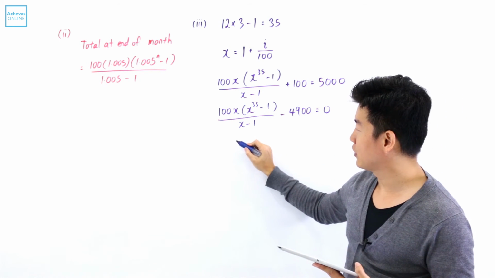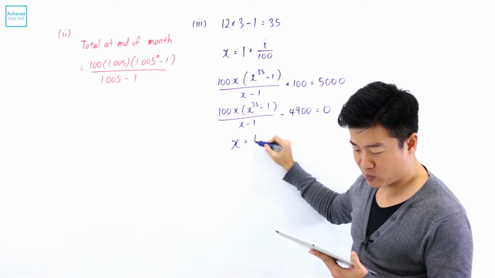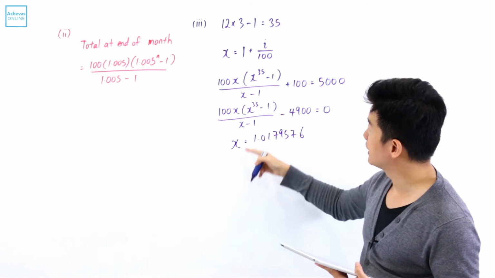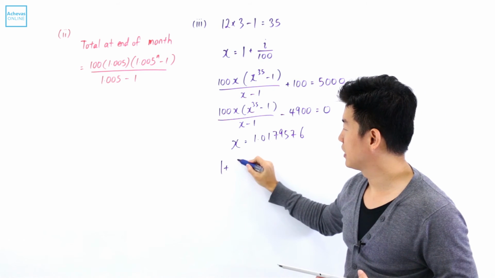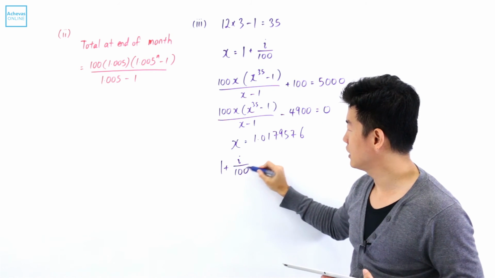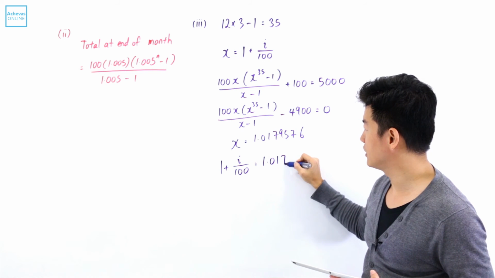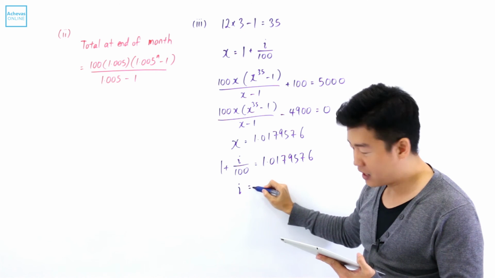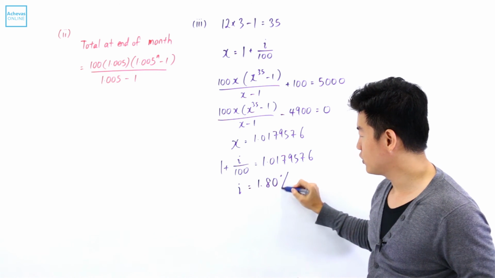According to my graphing calculator, x is going to be 1.0179576. So x is 1 plus the interest rate divided by 100, which is 1.0179576. Solving for I gives 1.80%.